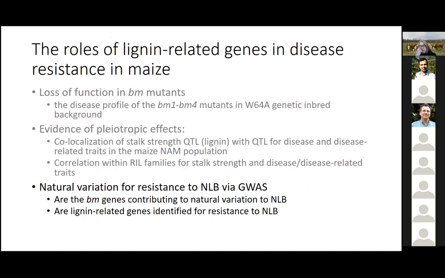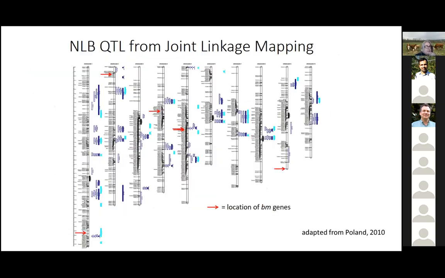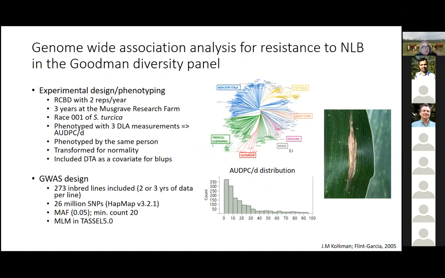That brings me to the third part of the talk. Can we identify natural variation for resistance to northern leaf blight via GWAS? Are the brown midrib genes contributing to natural variation for northern leaf blight, or are there other lignin-related genes that I can identify? Again, going back to the NAM QTL, we know there's plenty of variation for quantitative resistance. So I looked at the diversity panel, the Goodman diversity panel, and I screened these over 3 years at the Musgrave Research Farm.